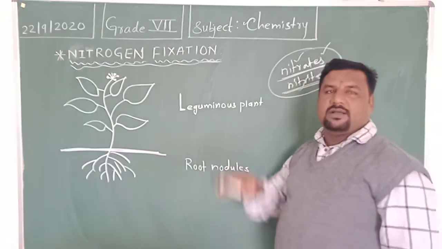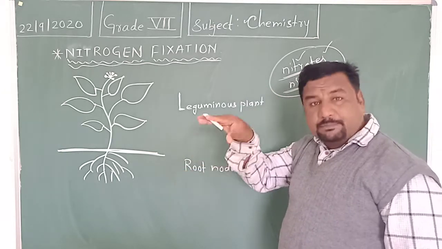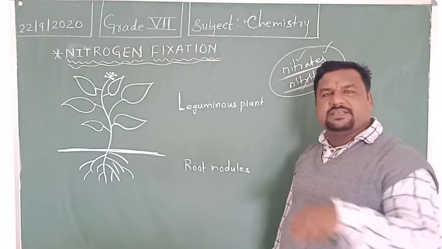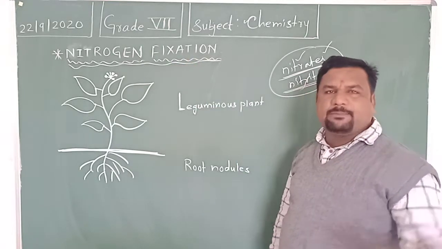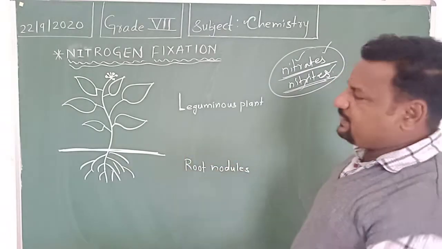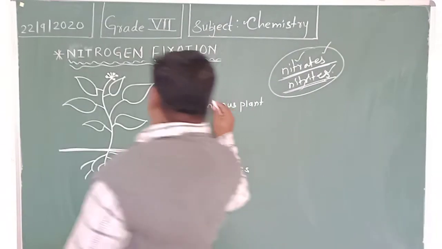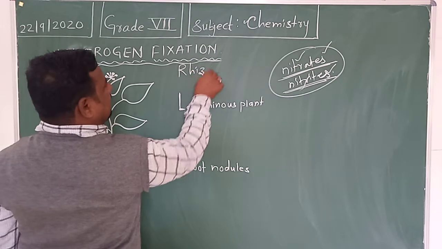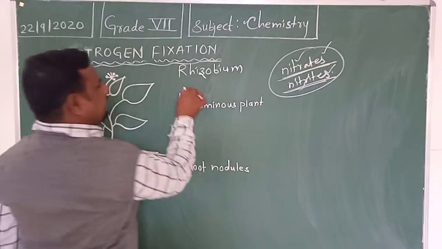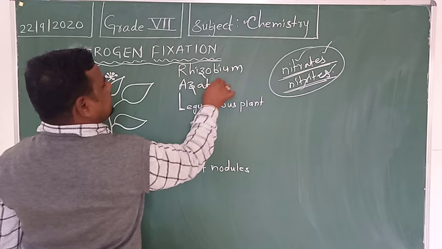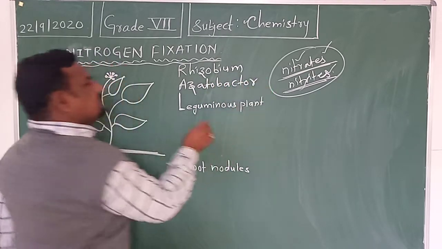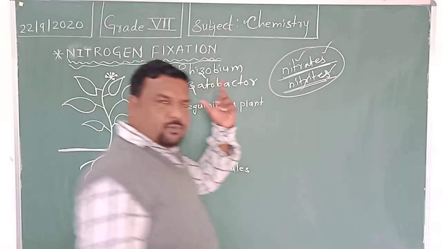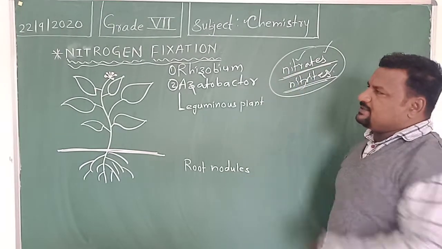This job is performed by a few bacteria. The bacteria responsible for fixing atmospheric nitrogen we call nitrogen fixing bacteria. Examples: Rhizobium and Azotobacter. These are two bacteria. What kind of bacteria are they? Rhizobium and Azotobacter are nitrogen fixing bacteria.